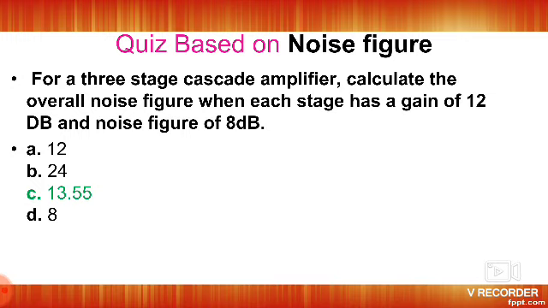So we have one quiz question here. For a 3-stage cascade amplifier, calculate the overall noise figure when each stage has a gain of 12 dB and a noise figure of 8 dB. Gain is given and noise figure is also given. The answer given is 13.55. Let us find how we get this 13.55.